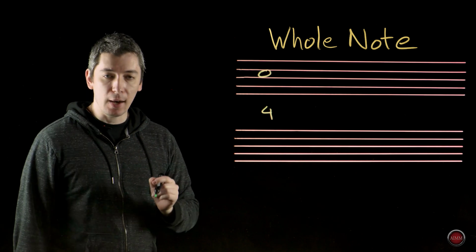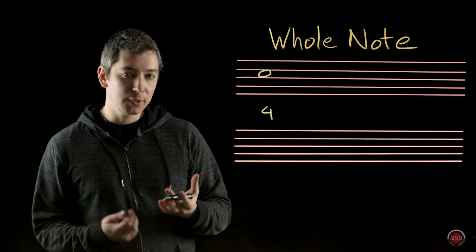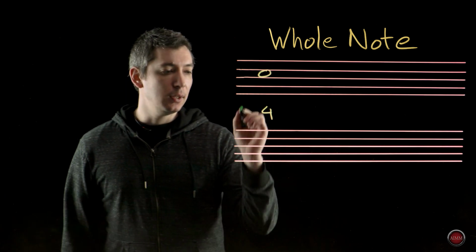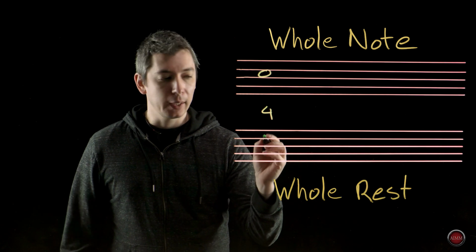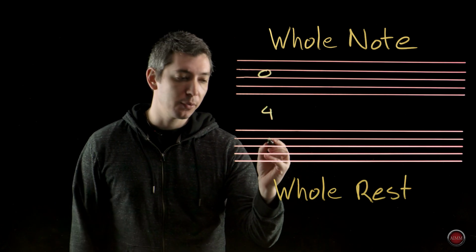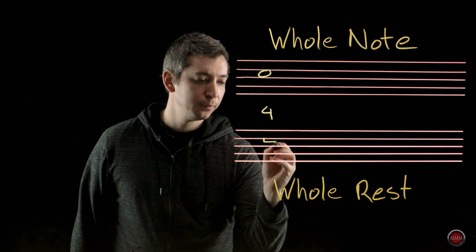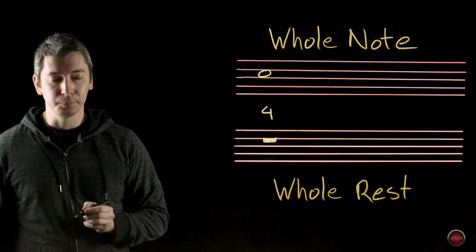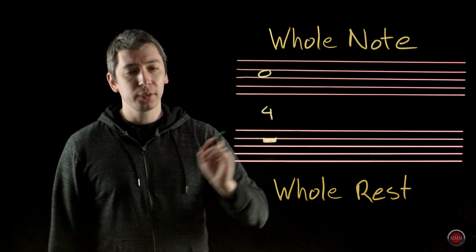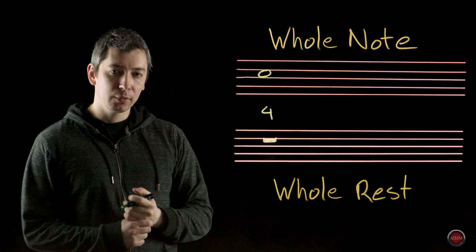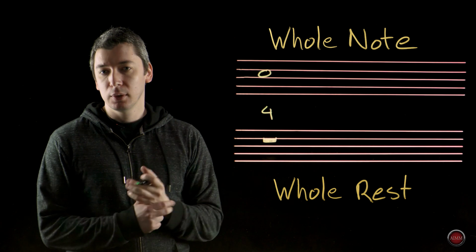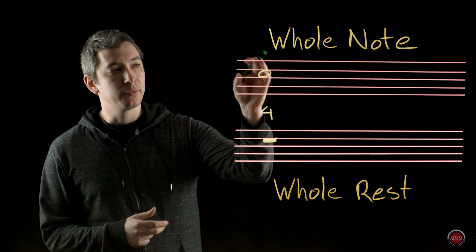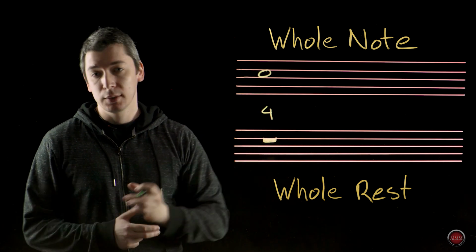Now, we also have a rest that represents the same amount of time, but of silence. So in this case, our whole rest will look like a brick that's placed under the 4th line of our staff. Looks like that. So right now, both of them represent 4 beats or 4 clicks of a metronome, but of a different type of click, right? So here we've got sound and here we've got silence.